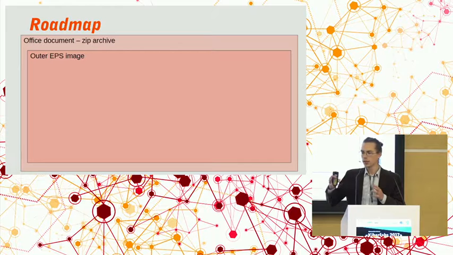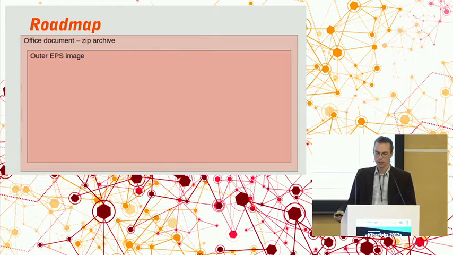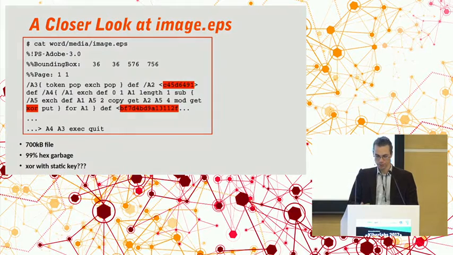This will be a slide which repeats itself over and over, and we're just putting new information on this roadmap or map or sketch, however you want to call it, but we will fill this slide up. So we have the container with the Office document, then inside is an EPS image. Okay, let's look at the image. Well, we don't want to look at it as an image. Let's just cat it and look at it in text mode.